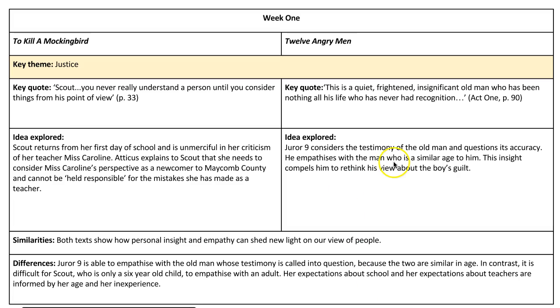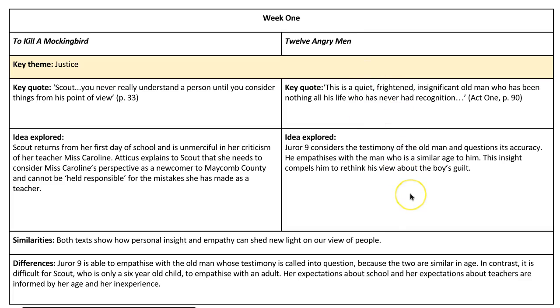All right, here is a second example. It's all filled out for you, and this is focusing on the theme of justice. "This is a quite frightened, insignificant old man." So this is from Juror 9, I believe, the old man, and he's talking about the other old man who was on the witness stand for the prosecution team.